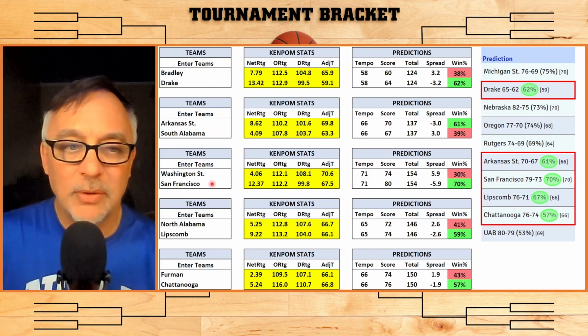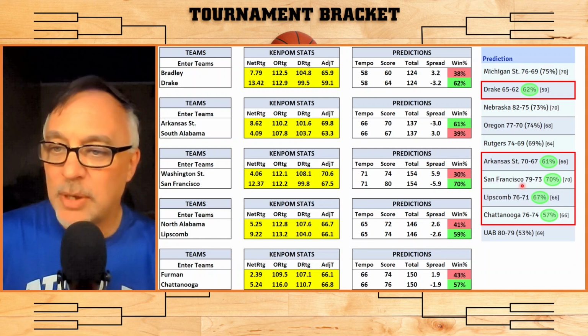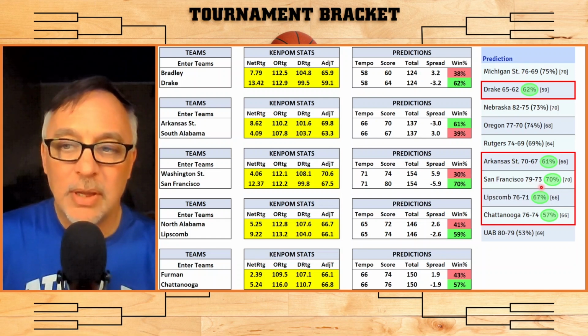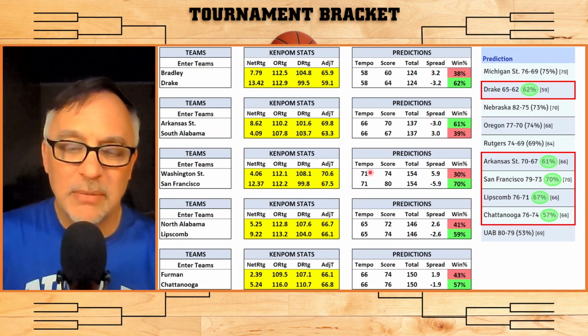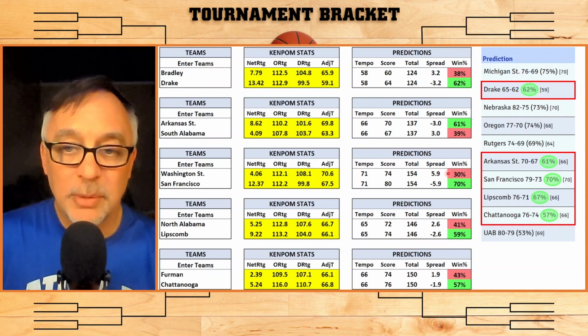Down here, Washington State versus San Francisco. We have San Francisco 80-74. KenPom has this at 79-73. But again, it's a 70%. So far, all of my win percentages match exactly. But because I have a tempo that's a little bit higher than the KenPom, the margin of victory is actually what matters here. And that's the spread. That is fed into the win percentage formula to come up with these numbers.